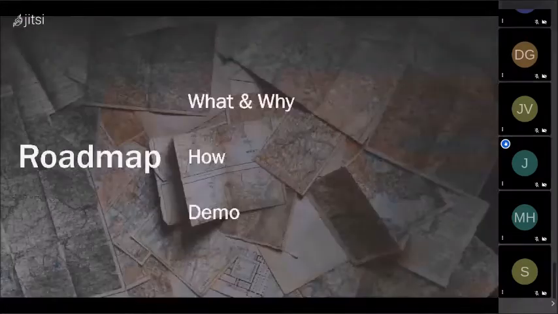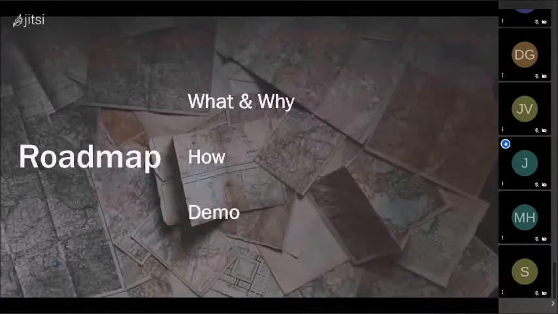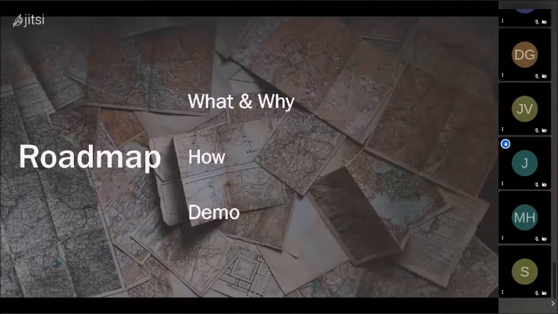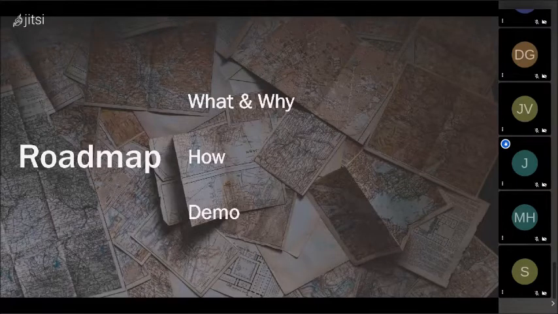Our roadmap for today is we're going to talk about the what and why of event-driven architecture. We're going to talk about some different patterns, when to use those patterns, and when not to use those patterns. Then we're going to talk about how to use event-driven architecture, specifically in Azure. And then finally, we're going to kick it off with a demo.